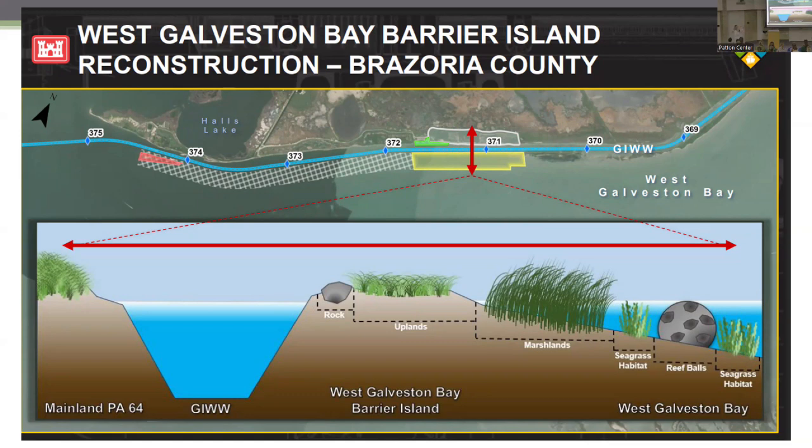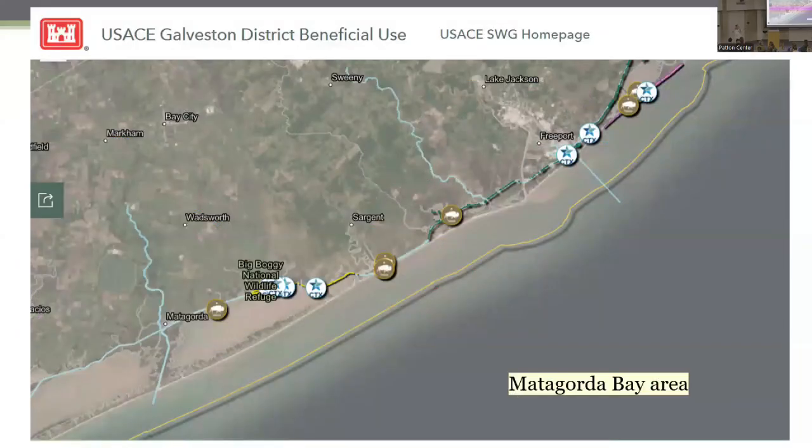This is West Galveston Bay Barrier Island. It's going to be finished by this summer and be in desperate need of grasses and other vegetation. And this kind of gives you an idea of what the Corps of Engineers is thinking on what type of grasses they're going to want in those areas, working with a variety of local partners to know that answer.